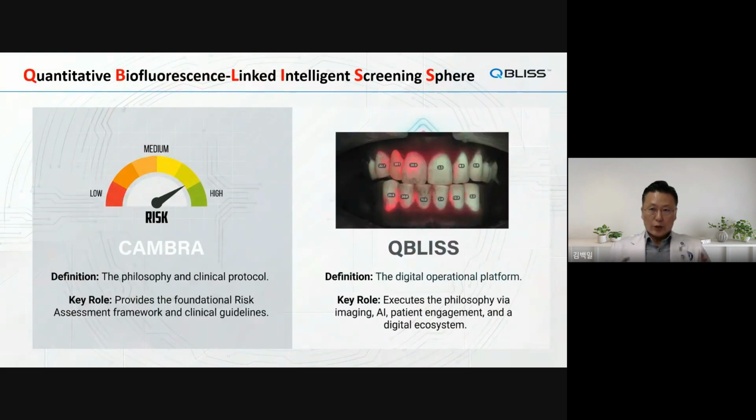QRACE is the hardware concept, but we also need software, especially AI-driven software. We combine the QRACE hardware plus the AI-driven software, and we can call it QBLISS. Now many Korean dental clinics and some US dental clinics, like Mike's, actively use the QBLISS system in their clinic. I think we can combine the camera concept together with QBLISS.